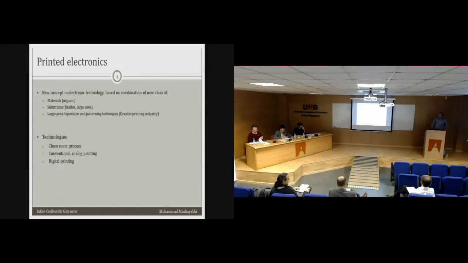So basically, printed electronics is a new concept in electronic technology based on combination of new class of materials, printing technologies, and substrates. Well, if we want to categorize the printing technologies into some main categories, we would come up with some clean room high-performance processes, conventional analog printing, and digital printing. I'm going to give a short introduction for each of them.